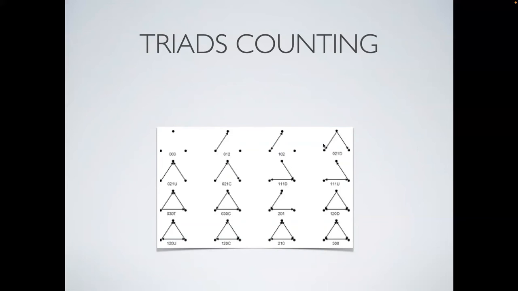So for instance, this one will correspond to a diffusion structure. You have one node that sends information to 2 nodes that do not send information back to that person. Then you have typical transitive features in which if you have AB and BC, then you have AC, and you have everyone connected to everyone, and so on.